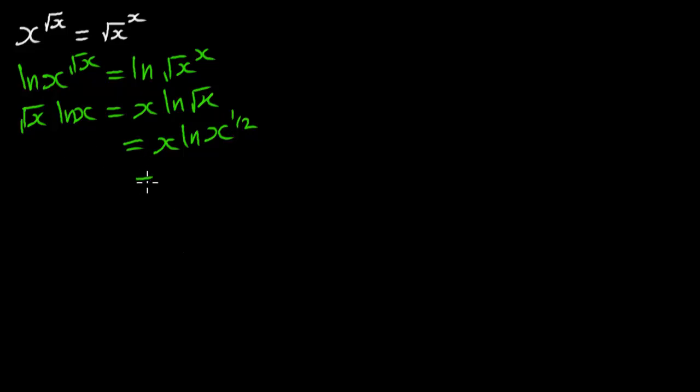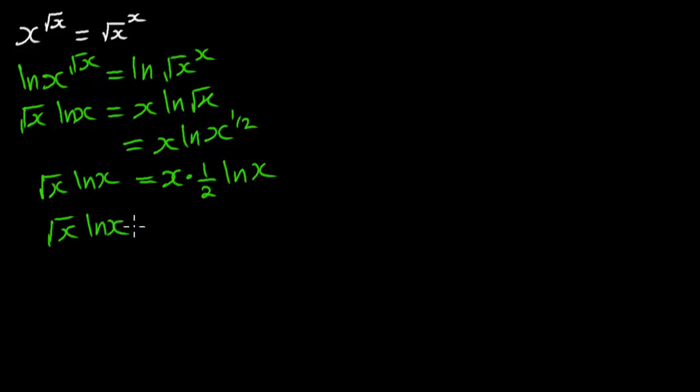So this will be equal to, here we have an exponent, so using the same property that I used over here, we can bring half in front of the natural log. So when we do that, we are going to have x times 1 over 2 multiplying the log of x. So the square root of x times the natural log of x is equal to x on 2 times the natural log of x.